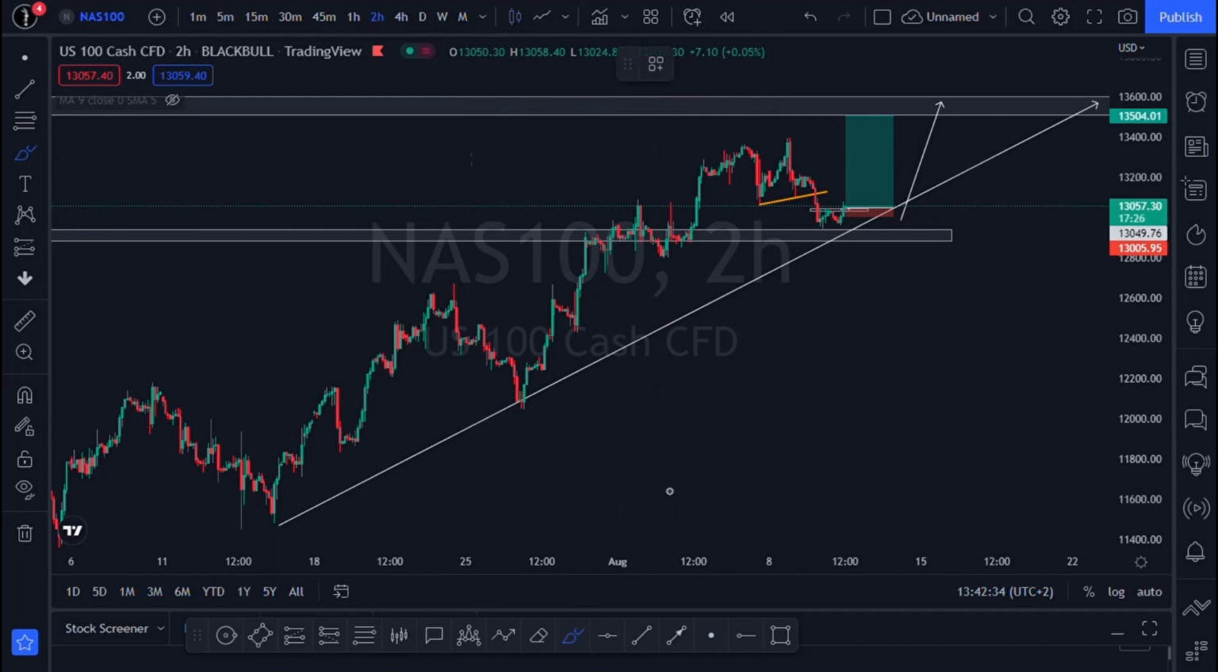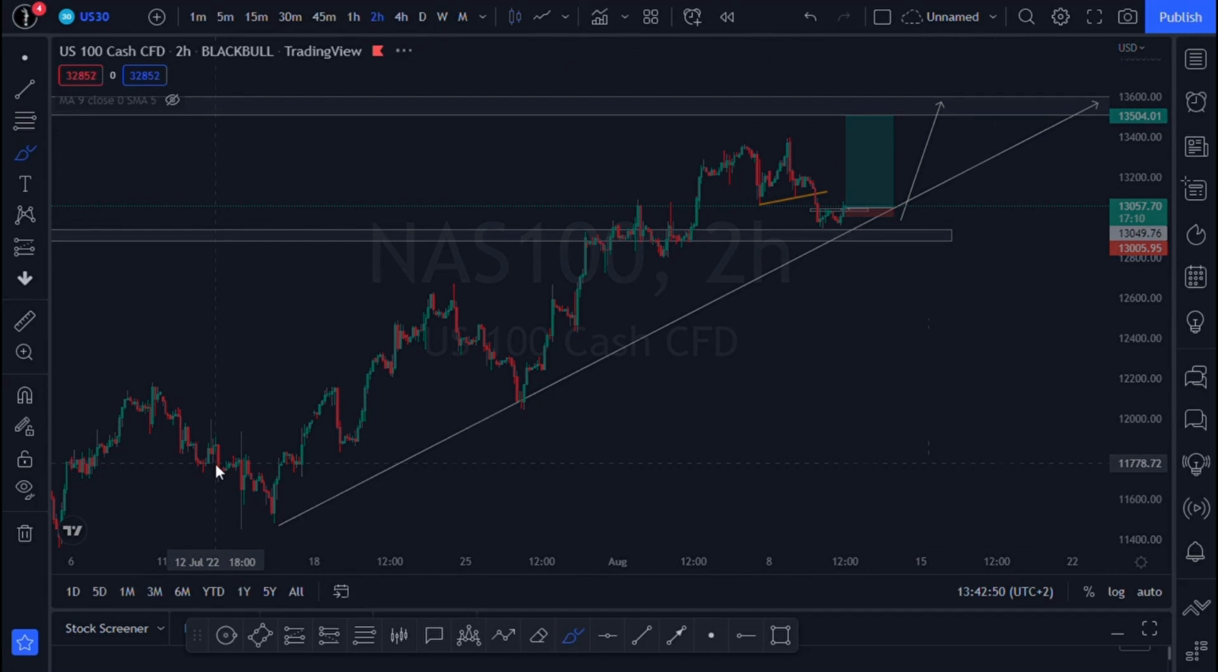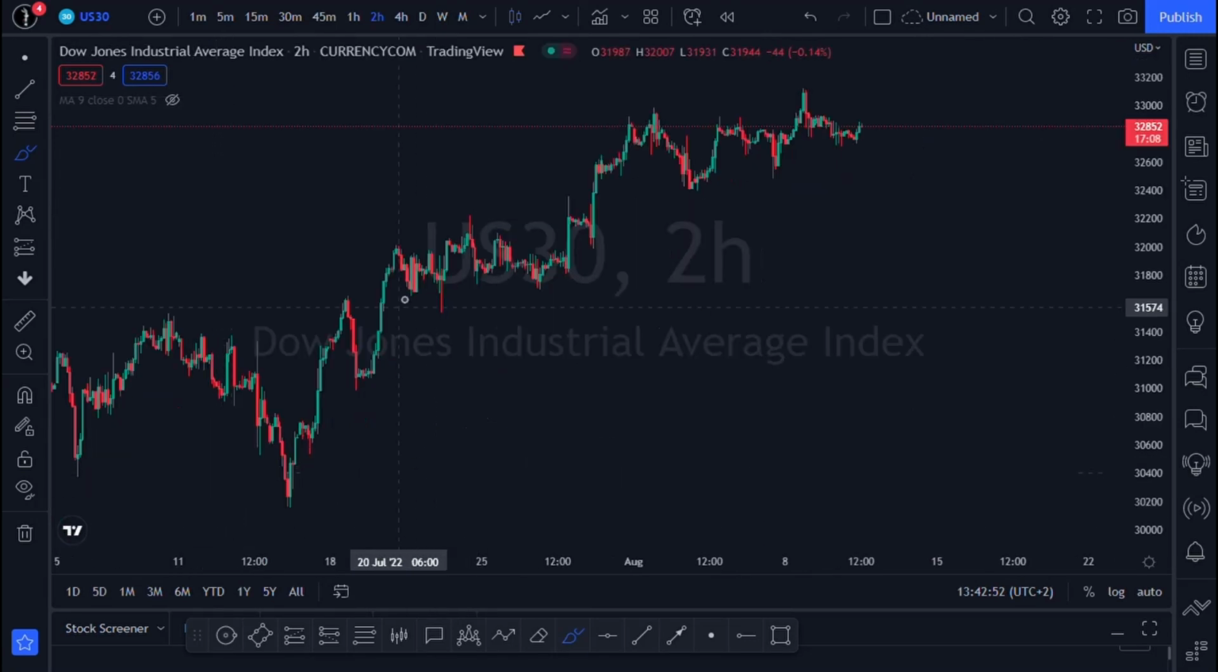We had a break of structure over here, only for us to come back and retest in a flag type pattern, in a flag type motion, which tells us that price would indeed want to shoot all the way towards the upside. So that's my look on Nasdaq. Let's jump down to the next one, US30.